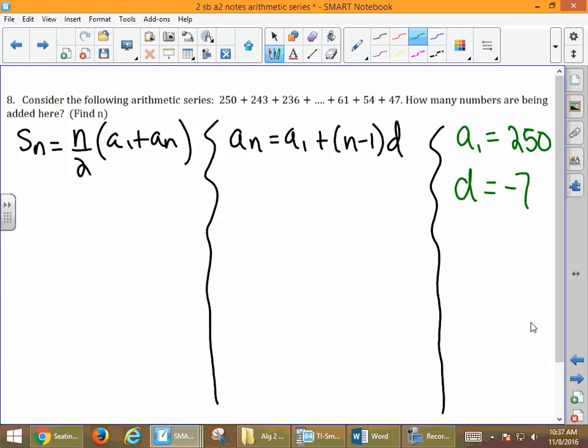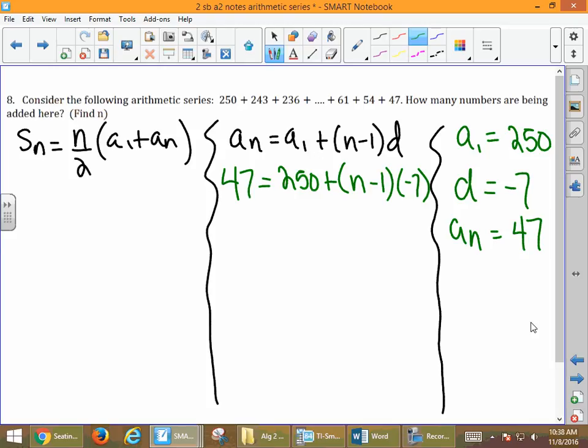We know one more piece of information here, and this is the hard one. Matthew? It's a sub n equals 47. Close. So now, let's go back and use our formula here. Fill it in. 250. We don't know n. We know our d is negative 7, and be careful because we're going to have to distribute a negative. And over here, it's going to equal 47.